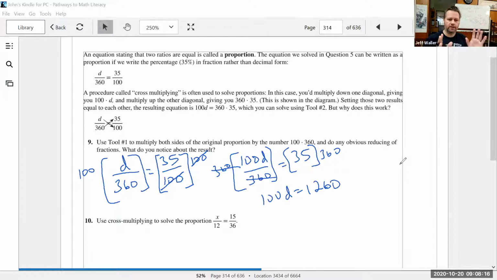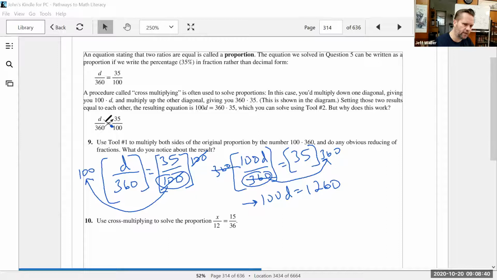All right, let me stop for a minute. That's not the shortcut yet. There is a shortcut. So now what? We're not done with this equation, but I want to show you how to get that equation quicker. Do you see how it looks like the 100 just went up there and the 360 just went up there? So that leads to a shortcut. If I take the 100 going up and the 360 going up, I cross multiply. 100 times d is 100d, and 360 times 35 is 1260. I get to the same place, don't I?